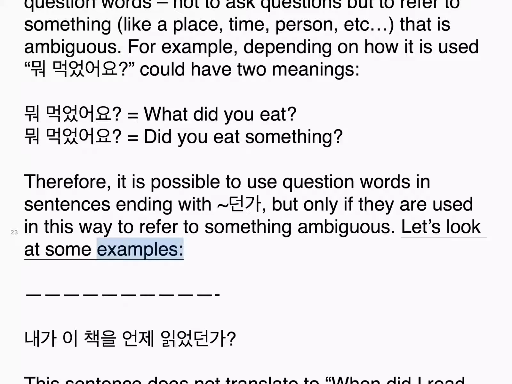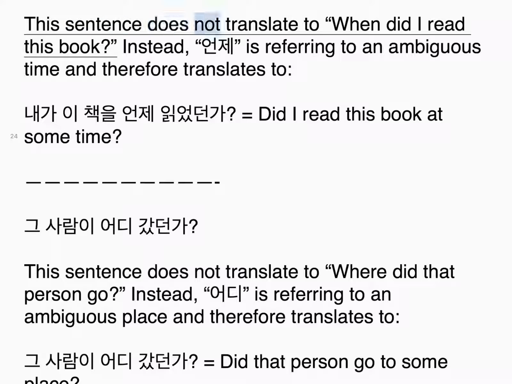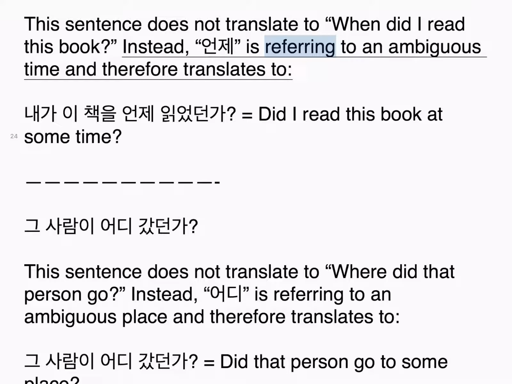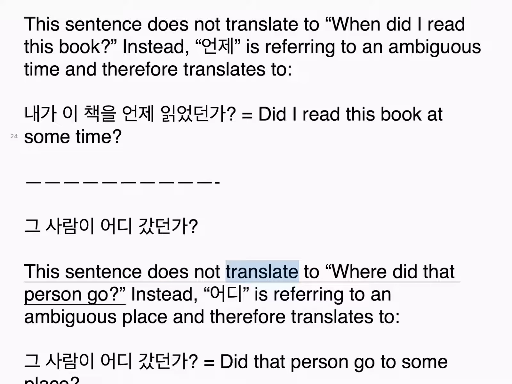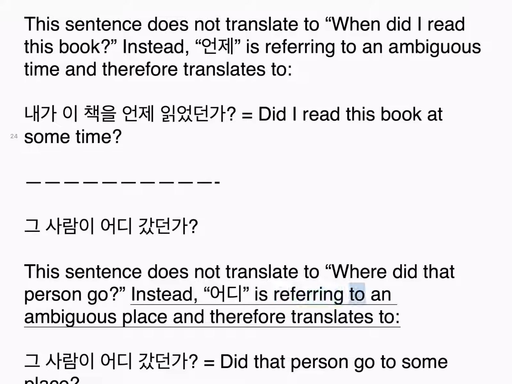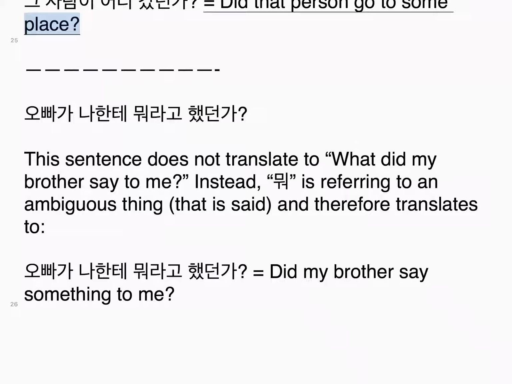Let's look at some examples. 내가 이 책을 언제 읽었던가? This sentence does not translate to when did I read this book. Instead, 언제 is referring to an ambiguous time and therefore translates to, did I read this book at some time? 그 사람이 어디 갔던가? This sentence does not translate to where did that person go. Instead, 어디 is referring to an ambiguous place and therefore translates to, did that person go to some place?